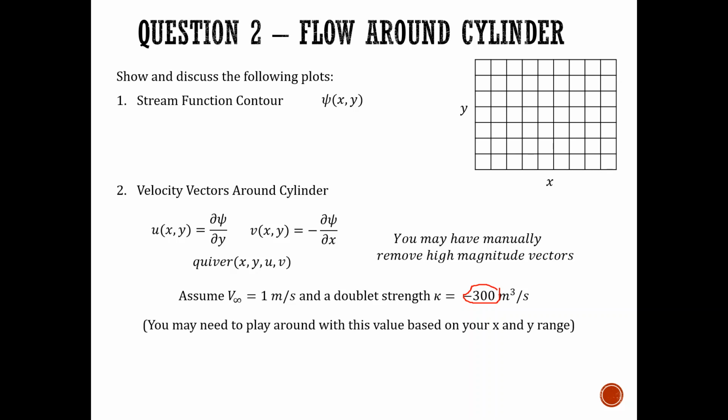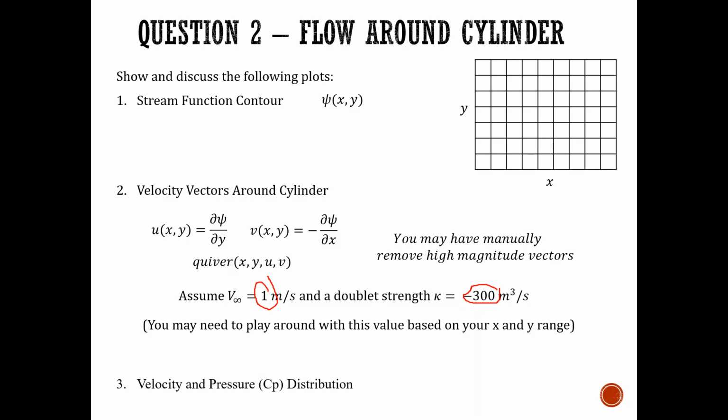Again, don't confine yourself to just 1 meter per second velocity. Just change the free stream velocity and see what happens. You're developing this code anyway, so might as well play with it, right? And similarly, as we discussed before, you find the velocity and Cp distribution, right? You're following the same steps as you did in question 1 for this question 2. Okay.